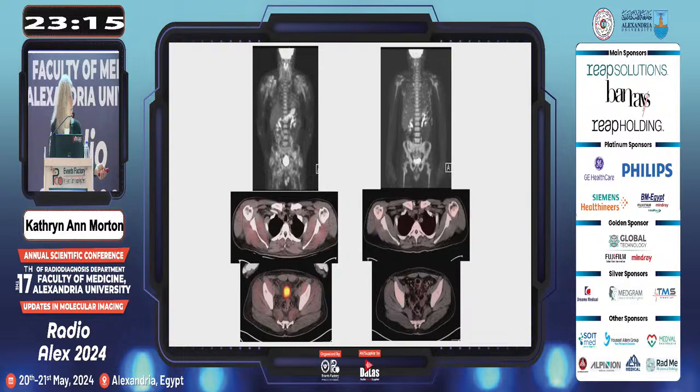This is the follow-up scan. He has diffuse uptake in his bones because he is treated with GCSF or erythropoietin, but you'll notice that the muscles have decreased in size and the metabolic activity has resolved.